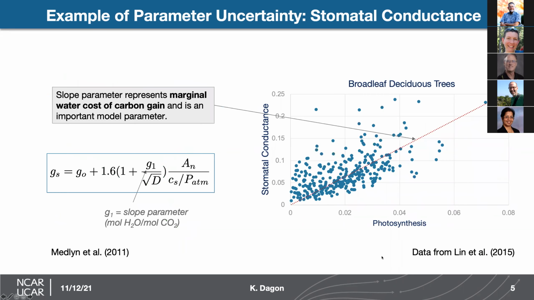And so this slope parameter ends up being very important in these terrestrial models, and it represents the marginal water cost of carbon gain. One thing we can do is look at the uncertainty in this parameter. Where does the range of values come from, both across plant functional types in the model, but also, taking an individual plant functional type, is there uncertainty in the spread of values within that plant functional type? So that's just an example of the kind of parametric uncertainty that I'm thinking about with this work.